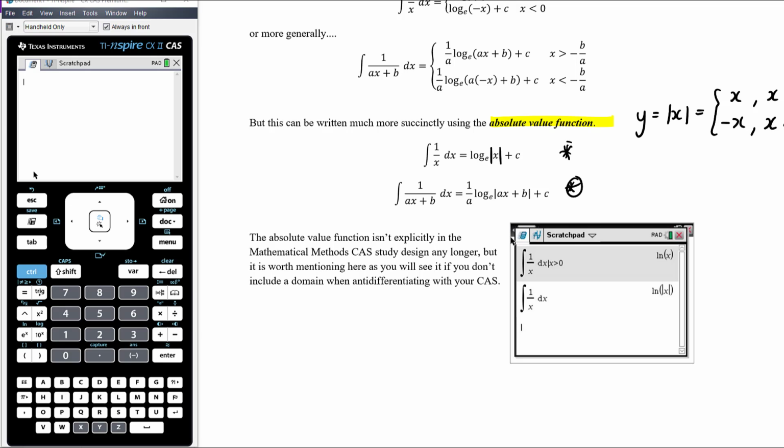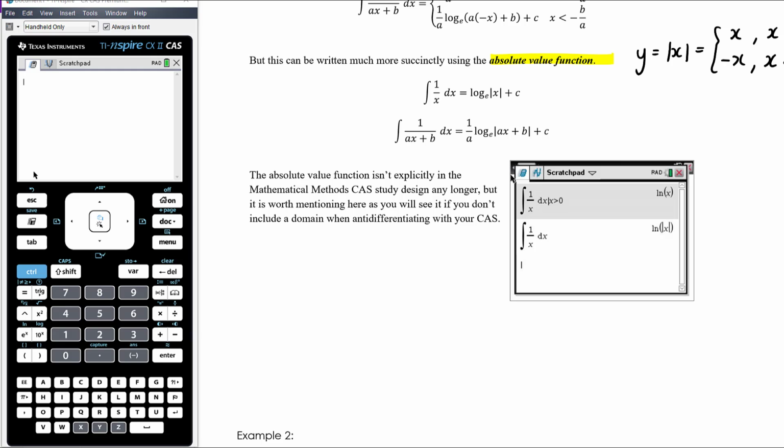As I said, I'm pretty confident. I haven't seen any issues in the last few years since we got rid of the absolute value function out of the course. I haven't seen any issues in the exams with domain here. But it is worth noting because you see it in your CAS.